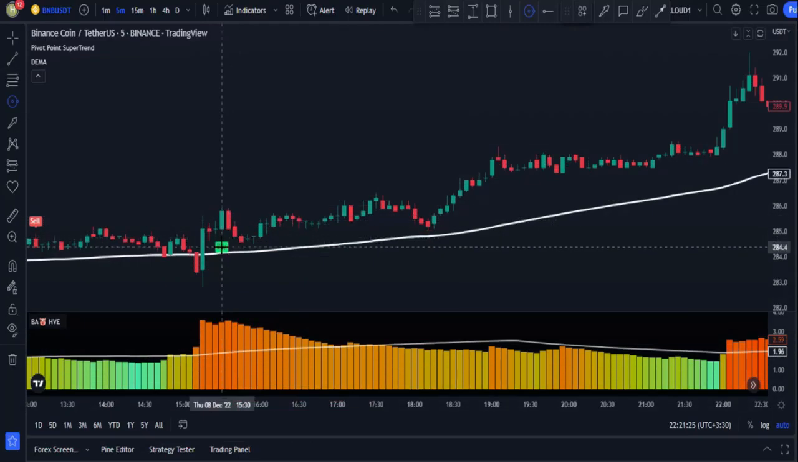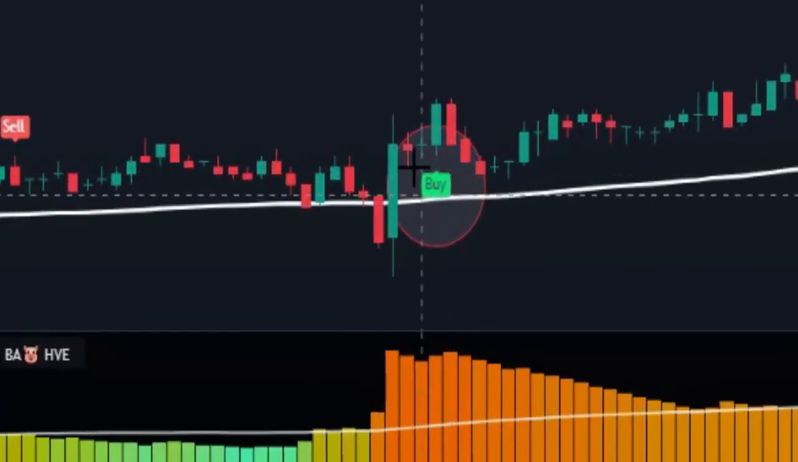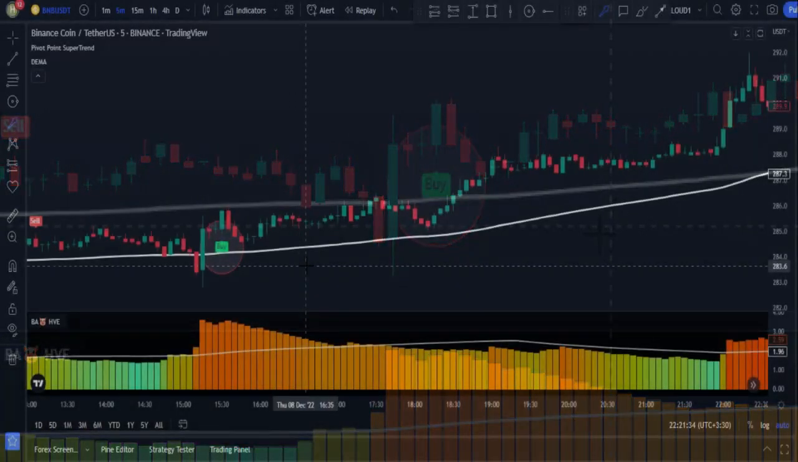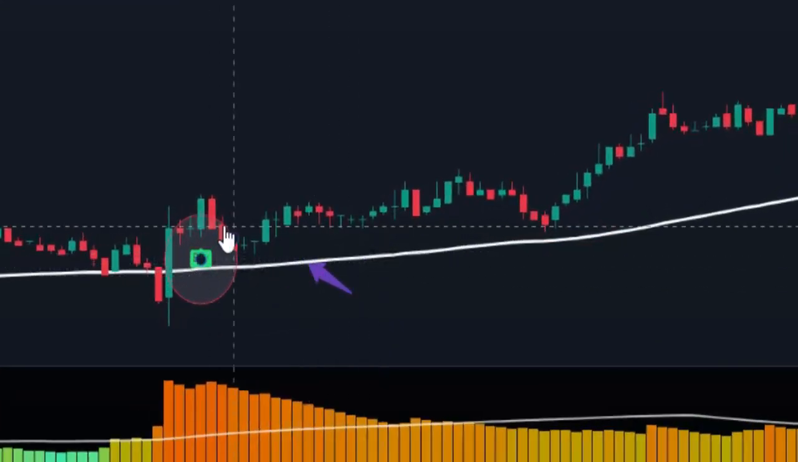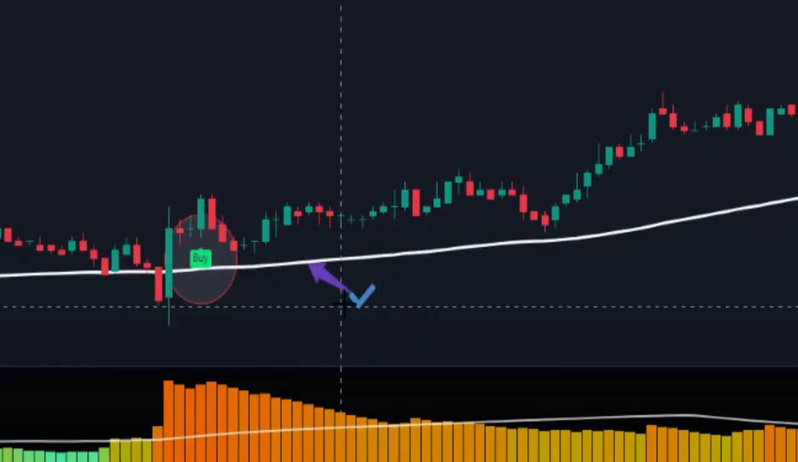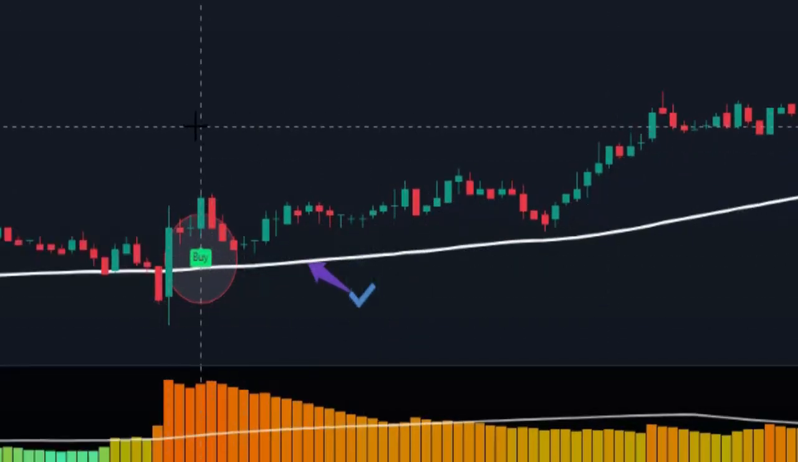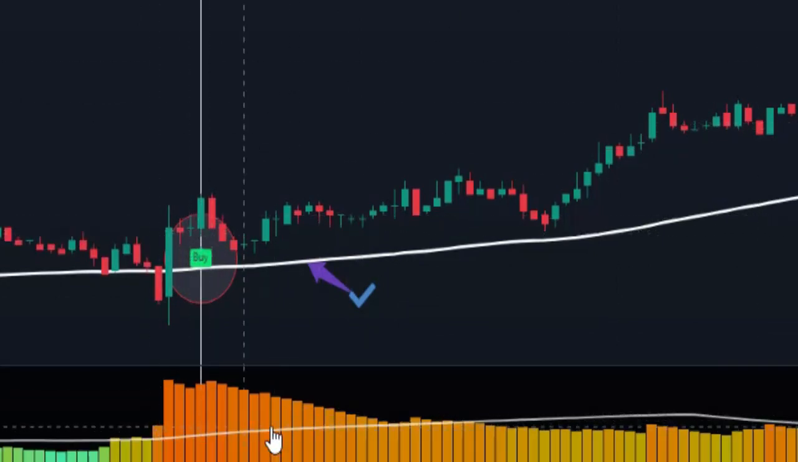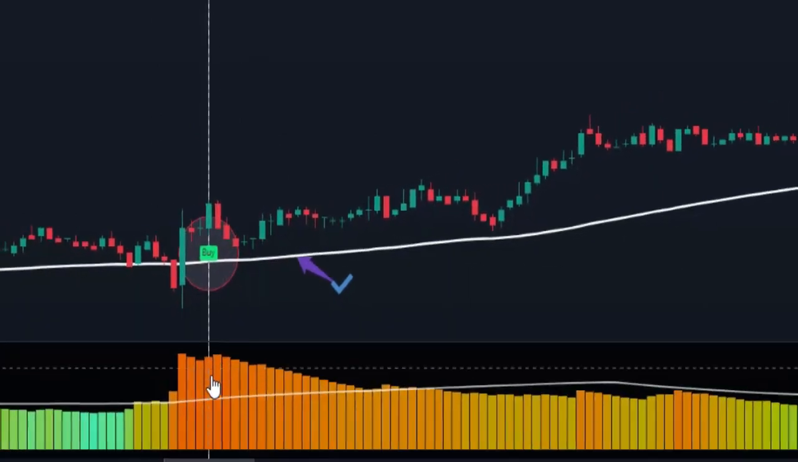And for a long signal to be valid, we need a buy signal issued by the pivot point super trend indicator. And to confirm that, the price action should be above the DMA line. And for the second confirmation, the bar of the histogram volatility estimator should be above the white moving average.